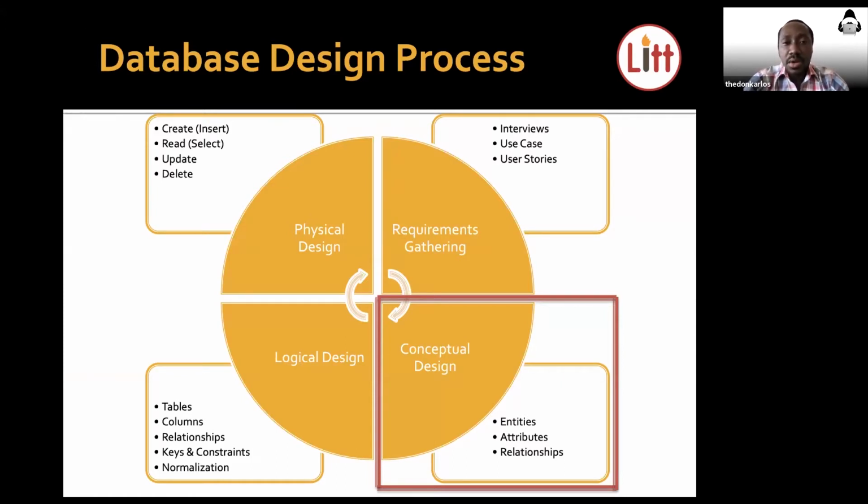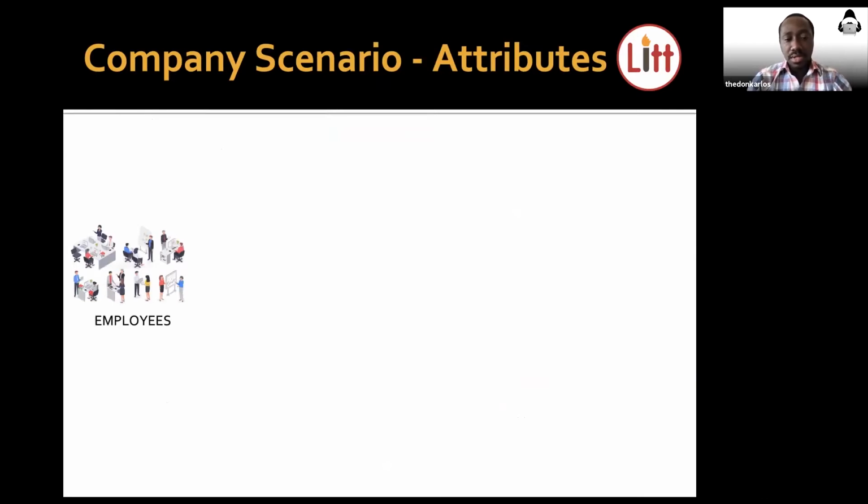So today we are going to look at the attributes and the different types of attributes, when to use which attributes, and then we'll move on to relationships in the next session. We'll still be using our company scenario database, still on the employees. From last time, we identified a number of attributes for the employees. That's just for demonstration purposes.